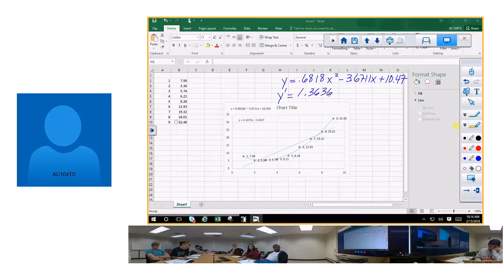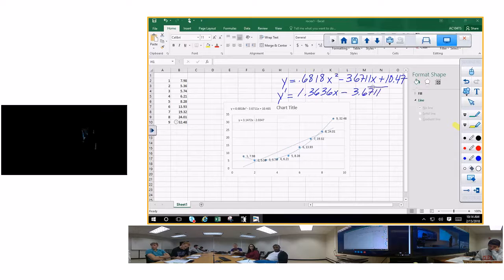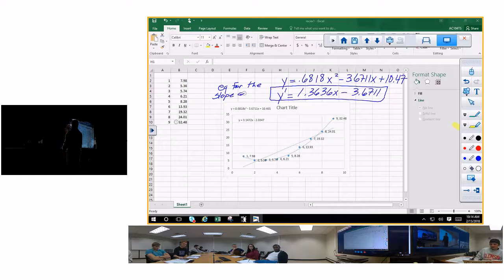1.3636 x minus 3.6711. So that is our equation, and you need to write that over and over and over. This is the equation for the slope at any what? Point. At any point.